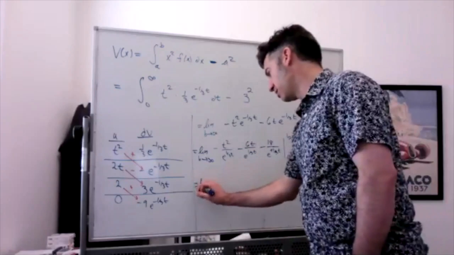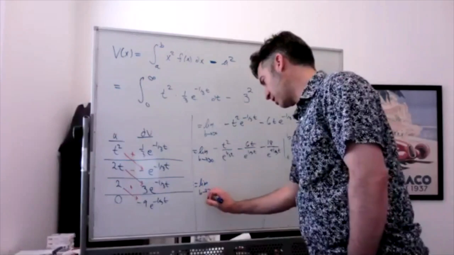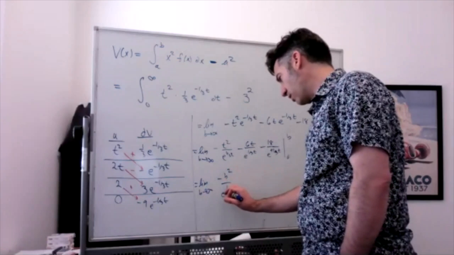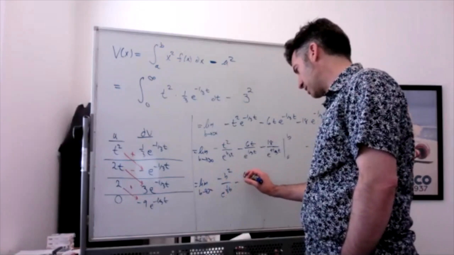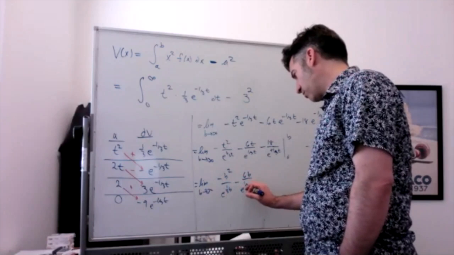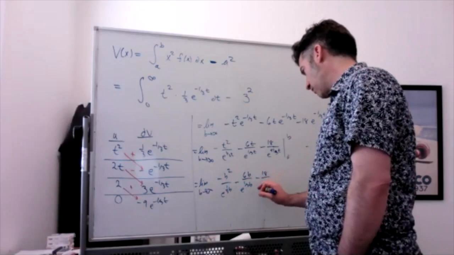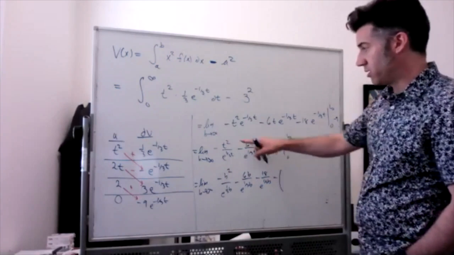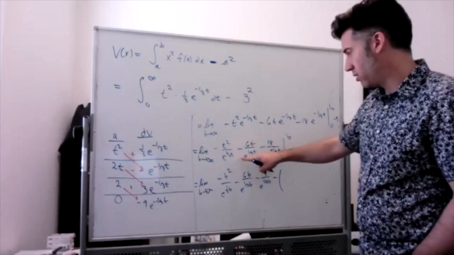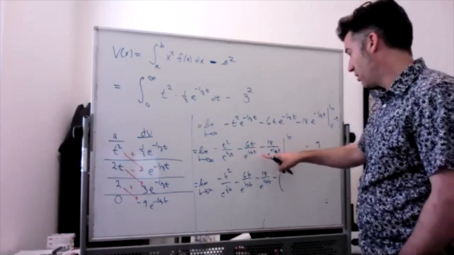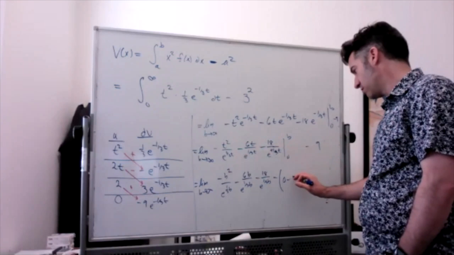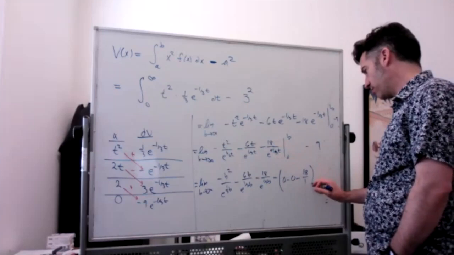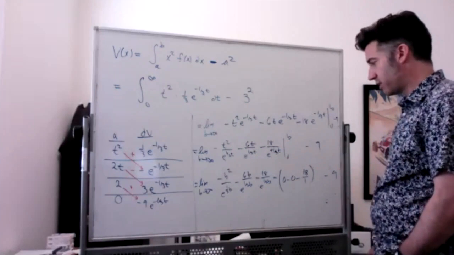So then it's the limit as b goes to infinity of plug in the b's. So you get negative b squared over e to the 1/3 b, minus 6b over e to the 1/3 b, minus 18 over e to the 1/3 b, minus, then we plug in 0, you get 0 squared over 1, which is 0, minus 6 times 0 over 1, which is 0, minus 18 over e to the 0, which is 18 over 1, minus 9.